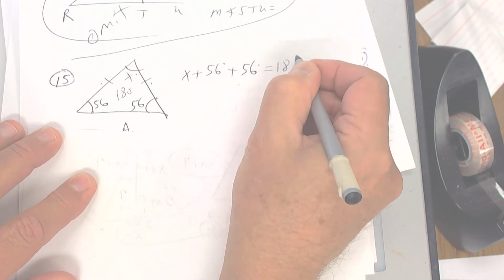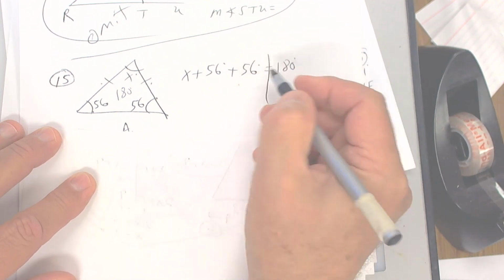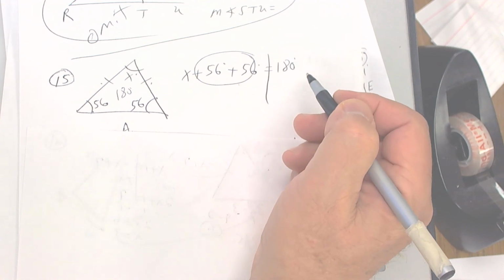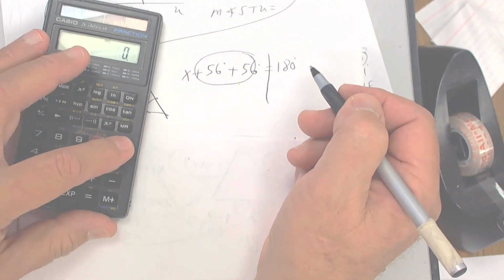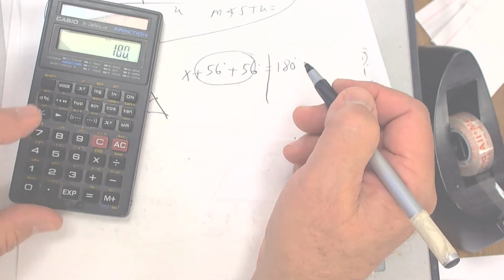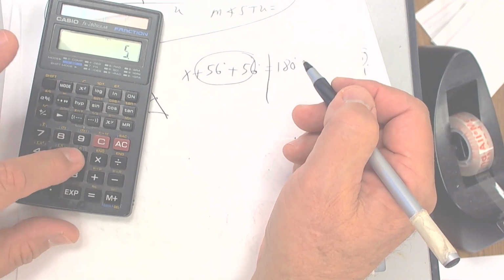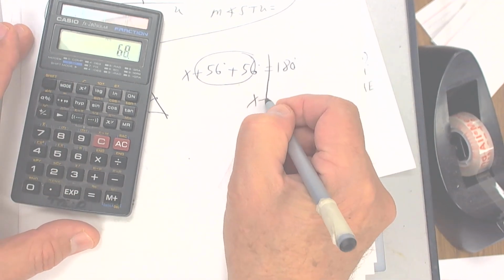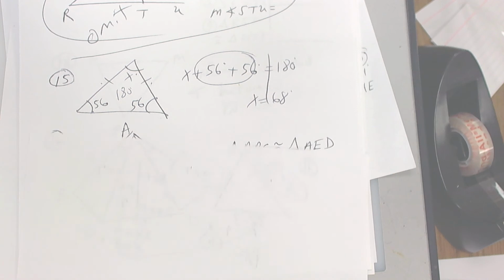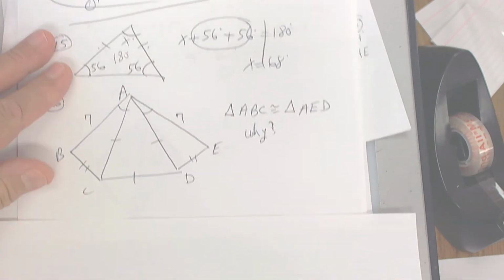is equal to 180. And now we're going to subtract this from 180, and I guess we're done. So 180 minus 56, press equals, I get 68. All right, don't miss those. Those are easy. Look here.